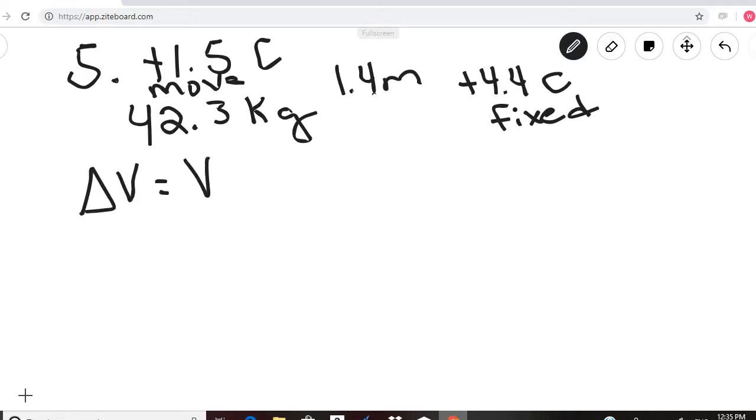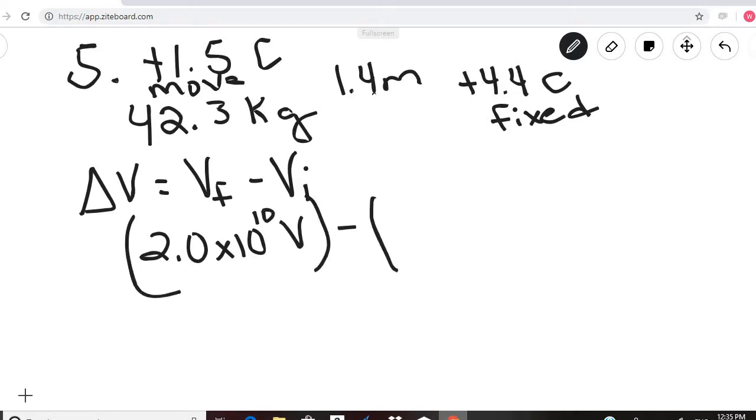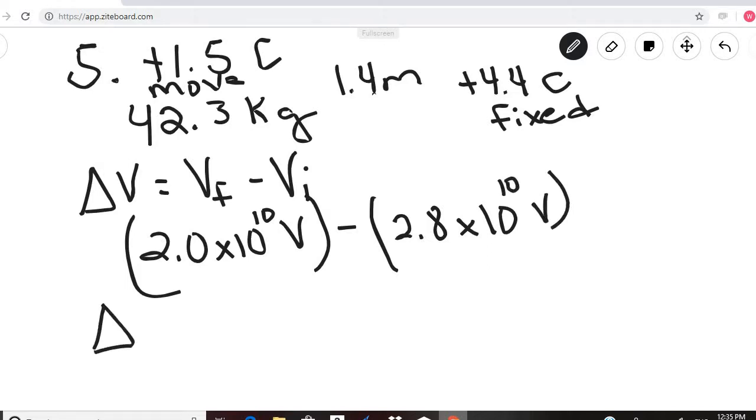So delta V is equal to the final electric potential minus the initial. The final was 2.0 times 10 to the 10th volts, and the initial was 2.8 times 10 to the 10th volts. So delta V will be a negative number. And because we're subtracting here, our significant figures go by the place value. So since each of these went out to the 10th place, this would also go out to the 10th place.